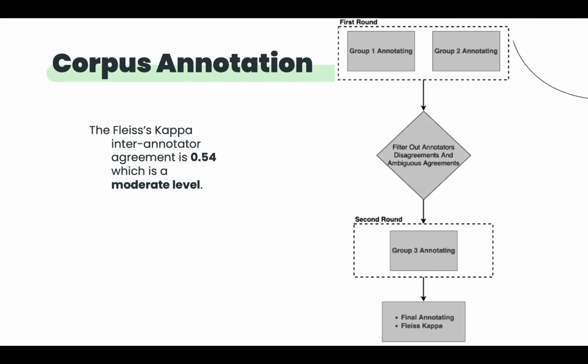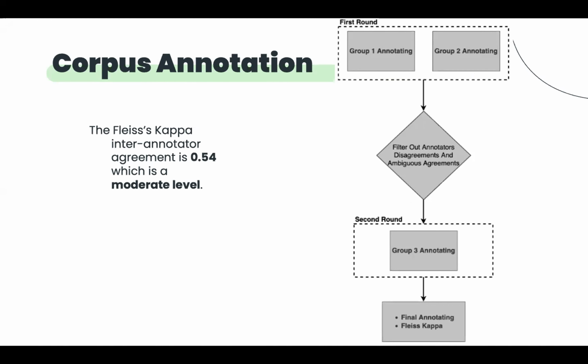In the first round, we have two groups of annotators. Each group will annotate the same tweets. We need to get the agreement or disagreement of the annotators on the same tweet. So then we filter out the annotator disagreement and ambiguous. We have the annotators annotate tweets into irony, non-irony, or ambiguous.